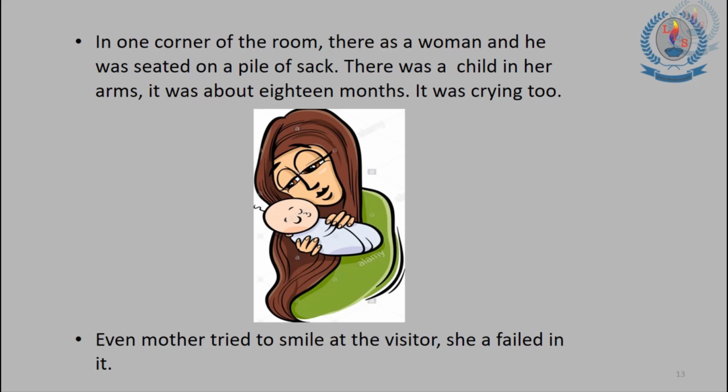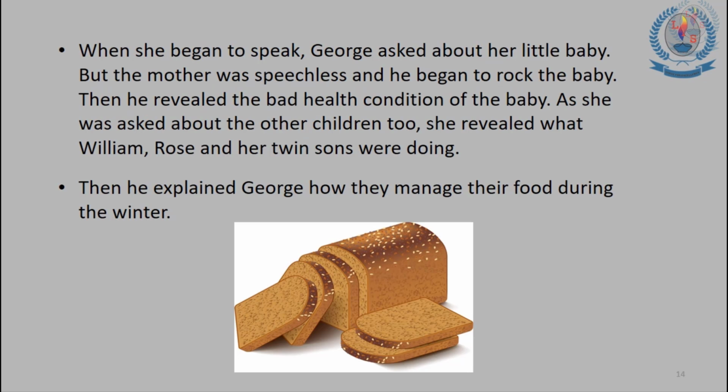Why is that? When the woman was asked about the baby, she began to speak about her little baby. There she reveals the bad health condition of the baby to the boys. Furthermore, she tells about her other children as well, about William, Rose and her twin sisters, what they were doing and so on. She also explained to George how they managed their food during the winter and the circumstances they were facing in that particular period of time.